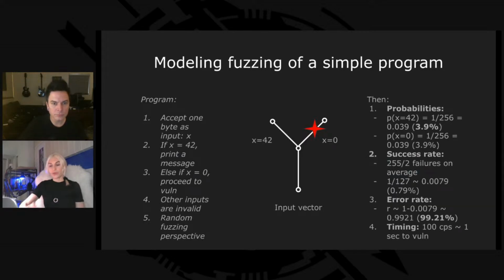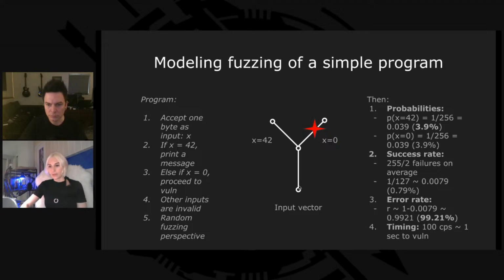Now, with this in the background, let's take a look at a very simple example of a program. This is a rudimentary program that does the following. It accepts 1 byte on the input vector. If that byte is equal to 42, it will print a message, and if it's equal to 0, it will lead to software vulnerability. Other inputs are invalid.